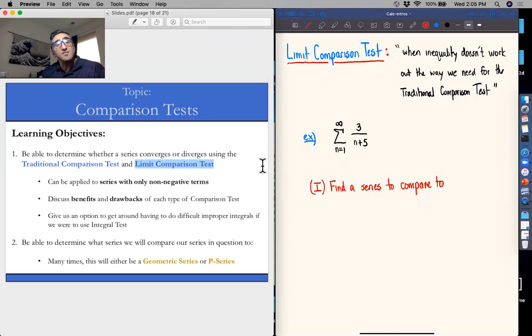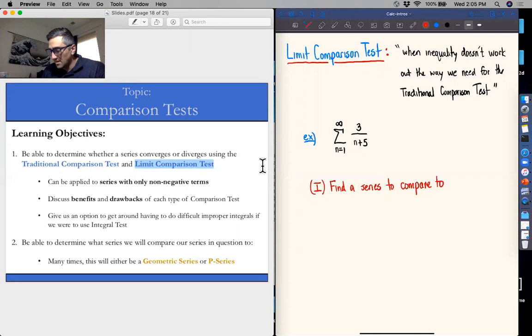So let's take a look at this following example, which will illustrate how the traditional comparison test doesn't quite get us to where we need to get in terms of logic, in terms of telling whether the series converges or diverges. So we're going to shift gears midway through this comparison test and invoke the so-called limit comparison test to help us out.